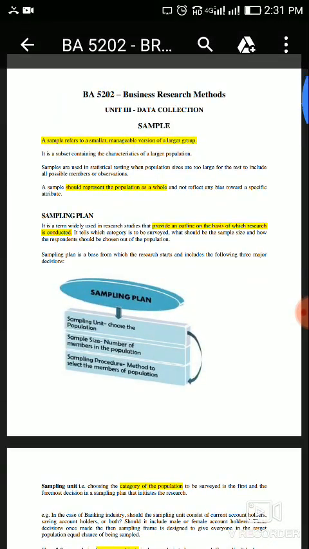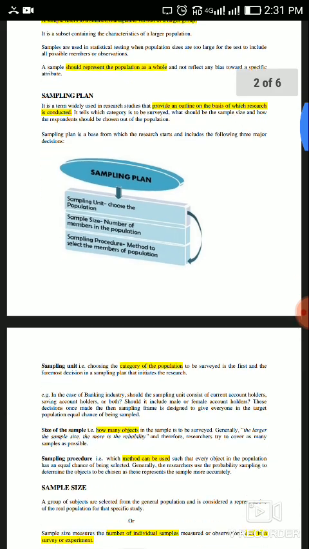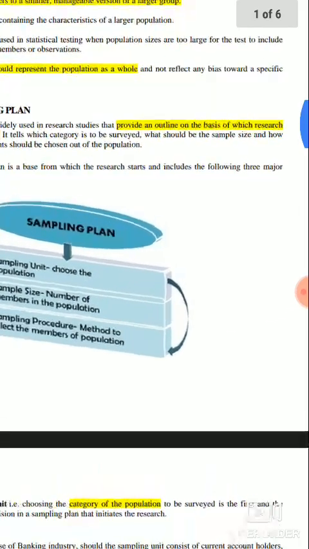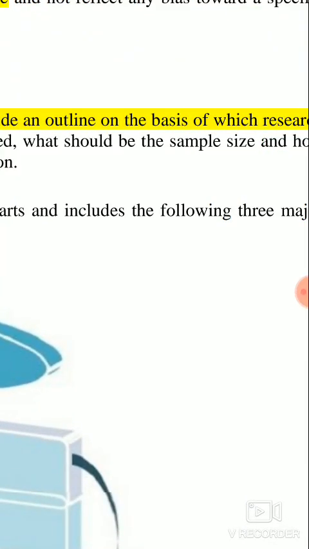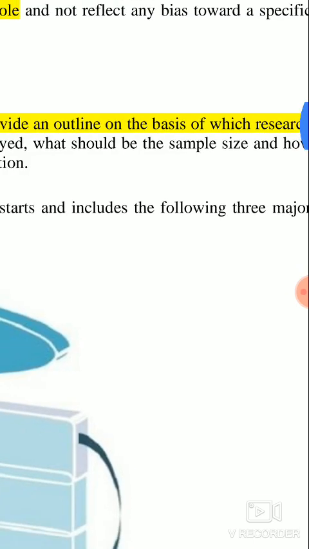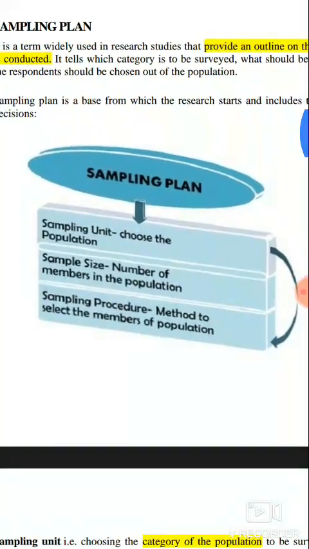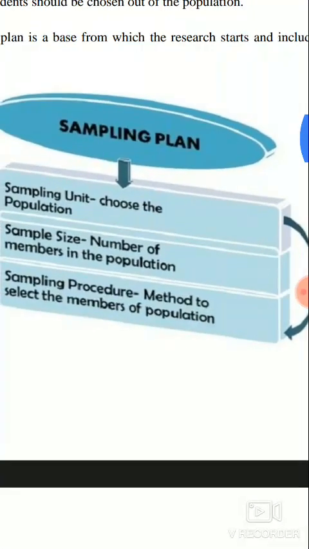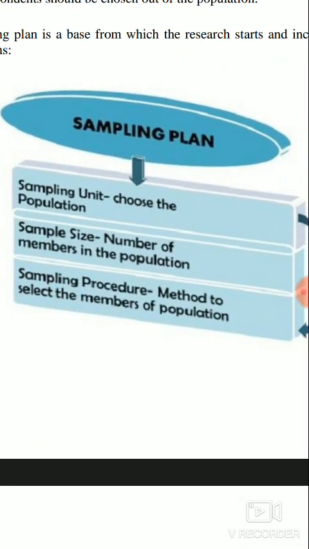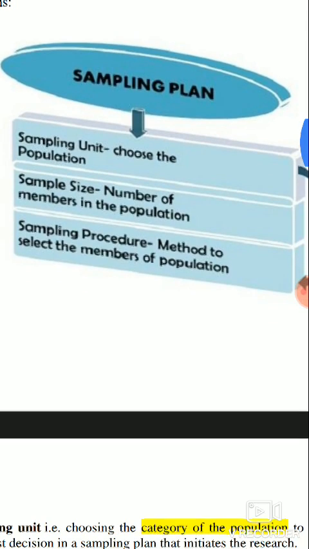Let me start the discussion with the first topic, sampling plan. See, a sampling plan is an outline. It provides a base to conduct any type of study or research. This plan has three areas: sample unit, sample size and sampling procedure.